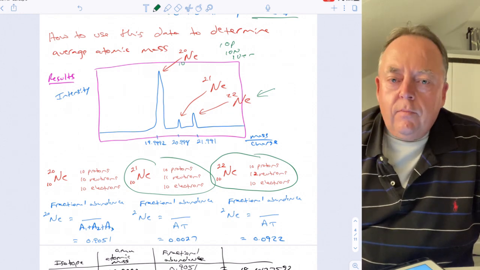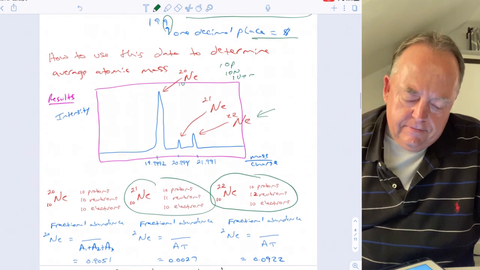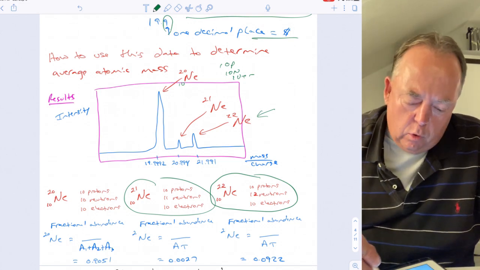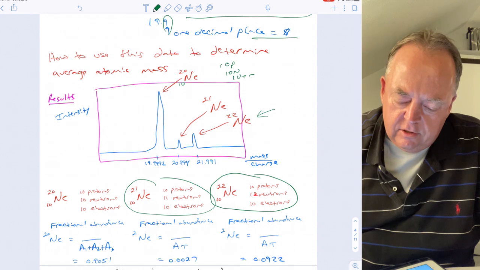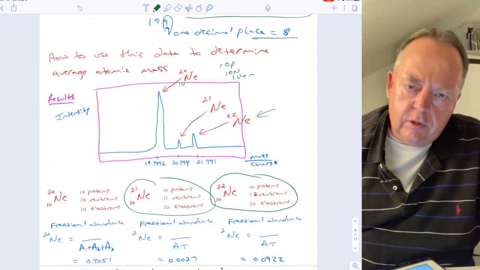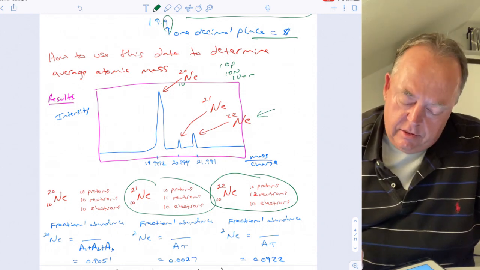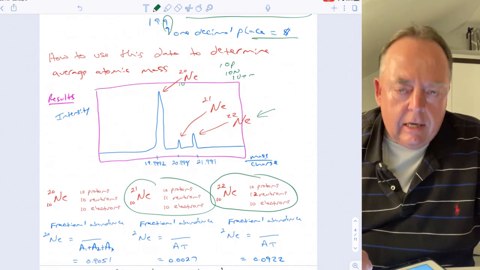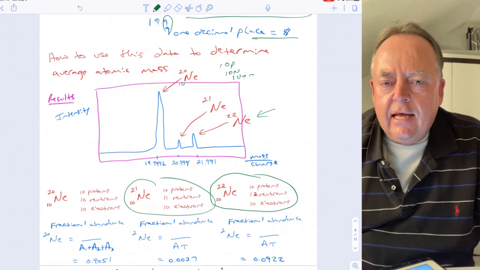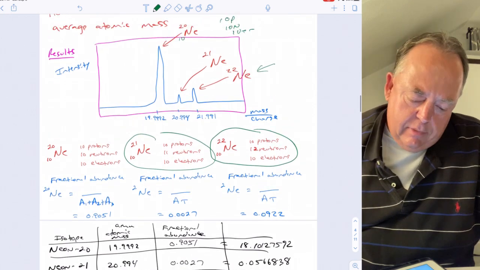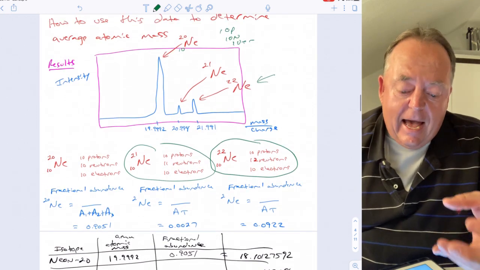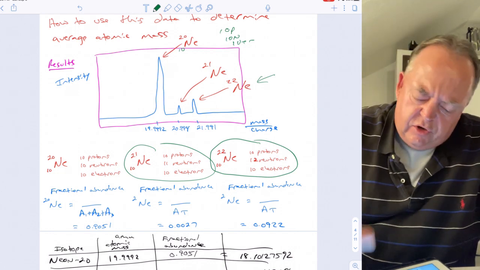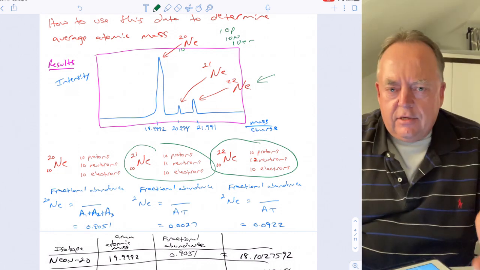So which one is there more of, if you had to guess? Well, since the vertical axis is intensity, there's more neon 20s hitting the detector than 21s and 22s, so there must be more neon 20. And then the next most abundant would be neon 22, and the least abundant would be neon 21. You can just see that from the intensity of the peaks. But now if we want to calculate how much of each one there is, then we need to do a little bit more work. So you're not going to have to do this. The instrument does all of this for you.